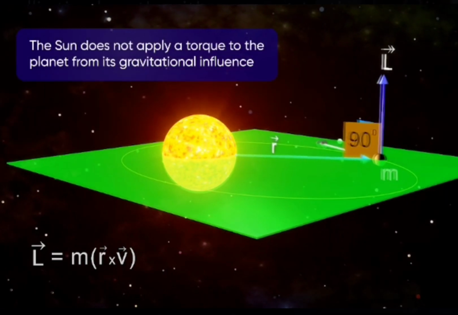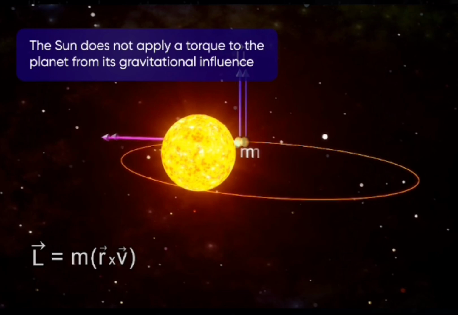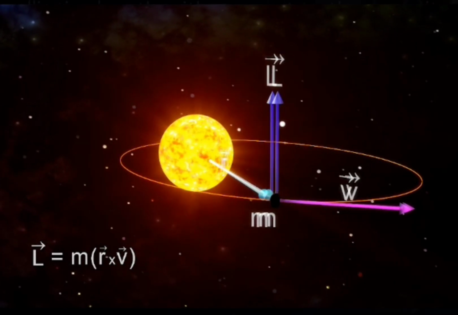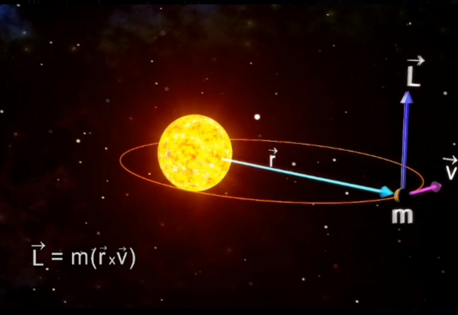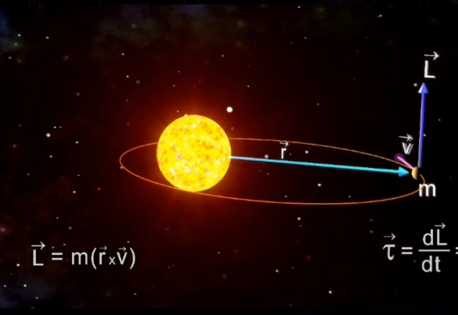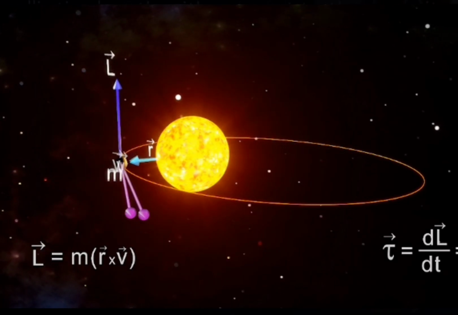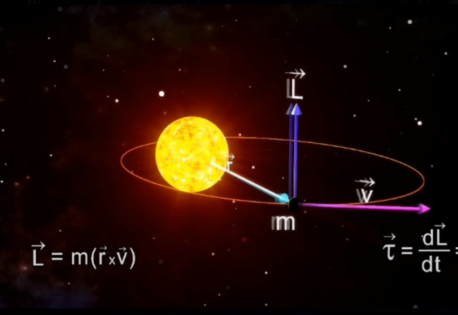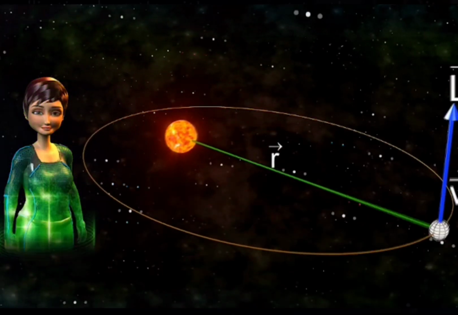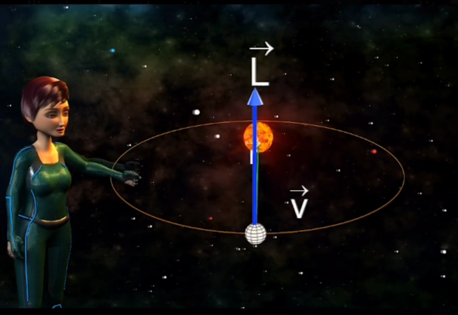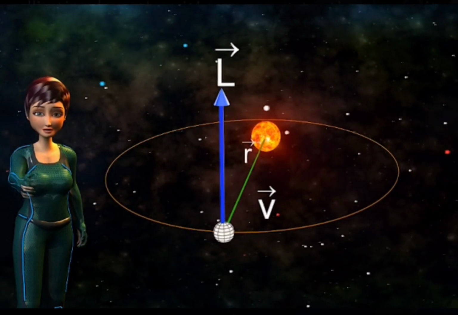The Sun does not apply a torque to the planet from its gravitational influence. Hence, the torque, tau, is given by vector tau equals d vector L upon dt equals 0. The angular momentum of the planet, vector L, therefore remains constant.